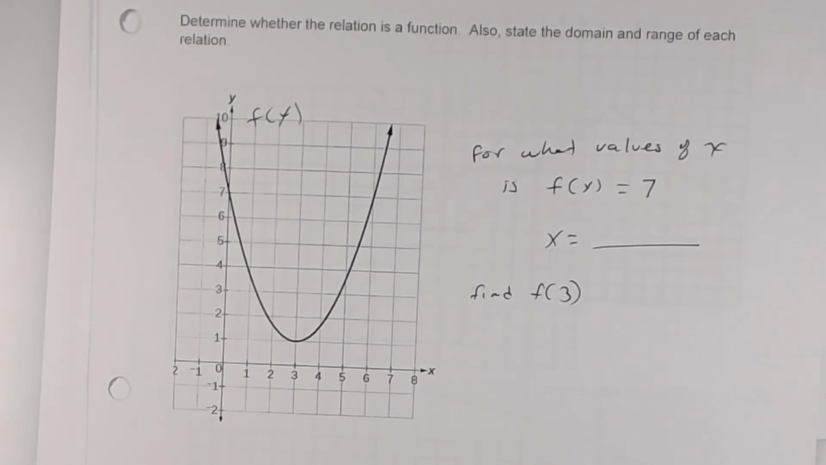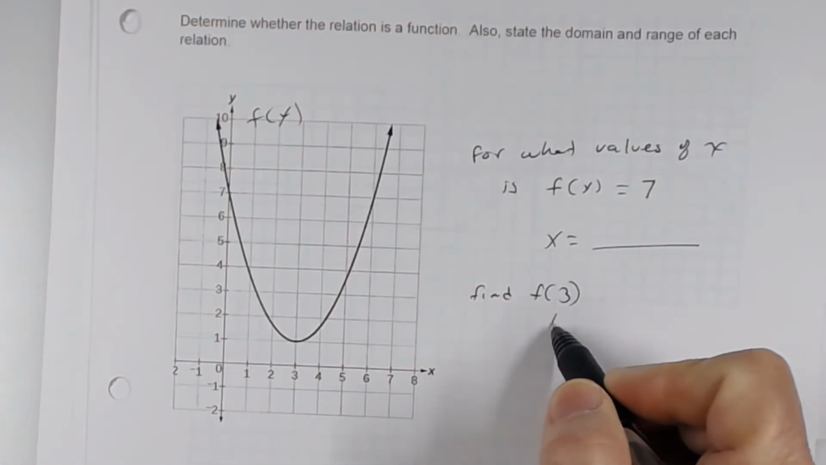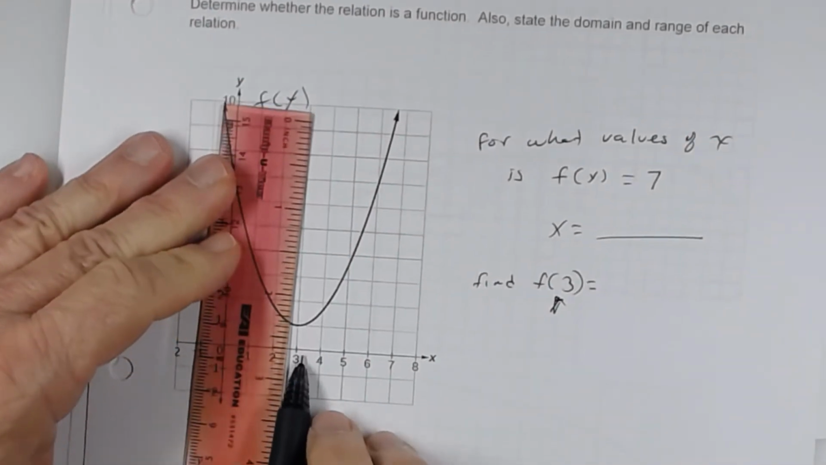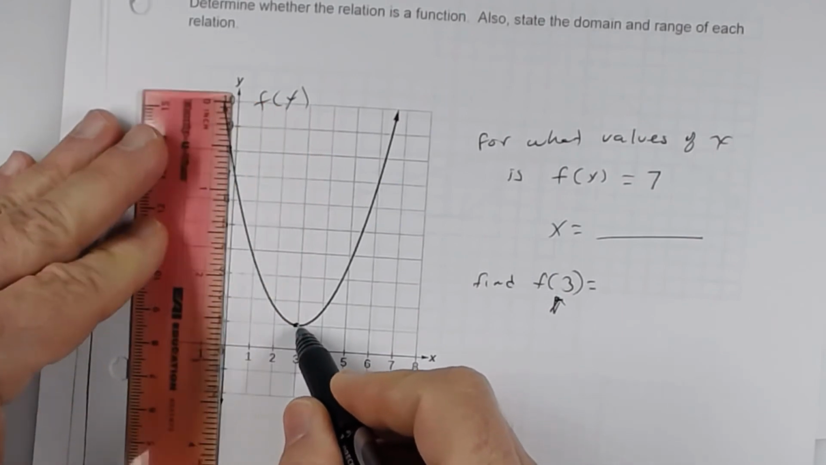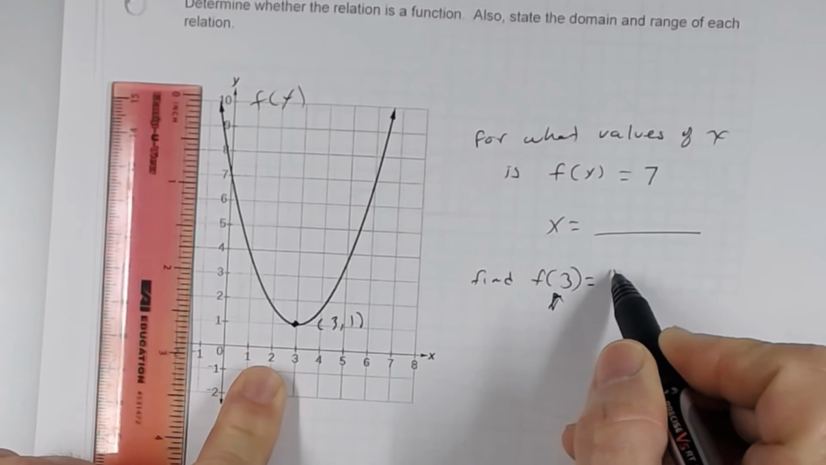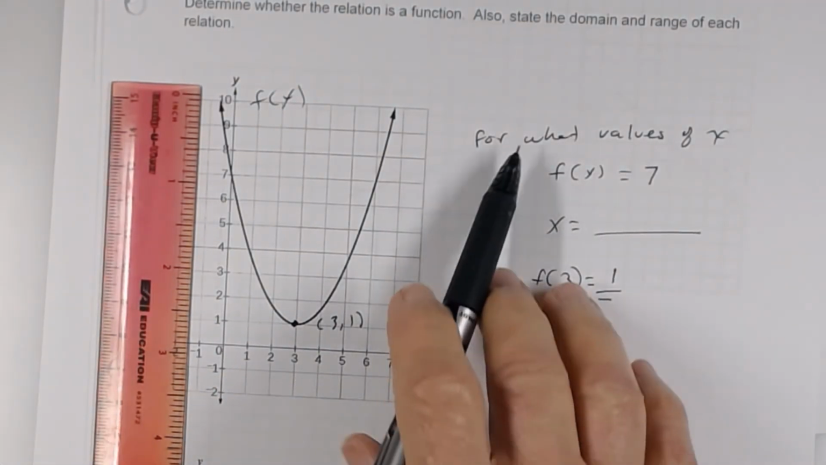So you take your ruler. And so remember, f of 3 means what's the y coordinate when x is what? 3. So here's where x is 3 on the x-axis. So when x is 3, I get this point here. If I label that point, I get the point (3, 1). So what's f of 3? 1. So that's what we talked about earlier.